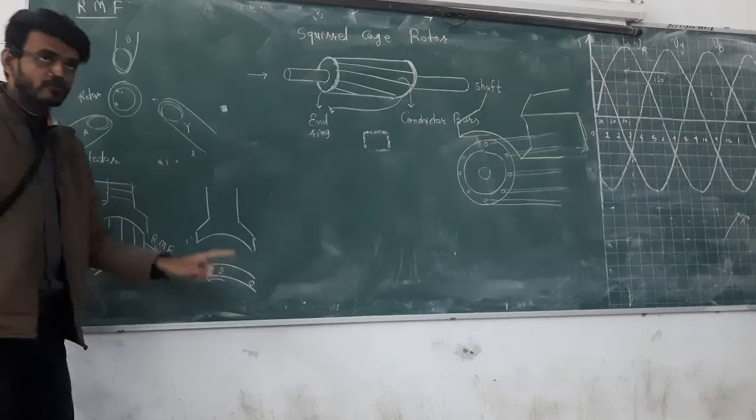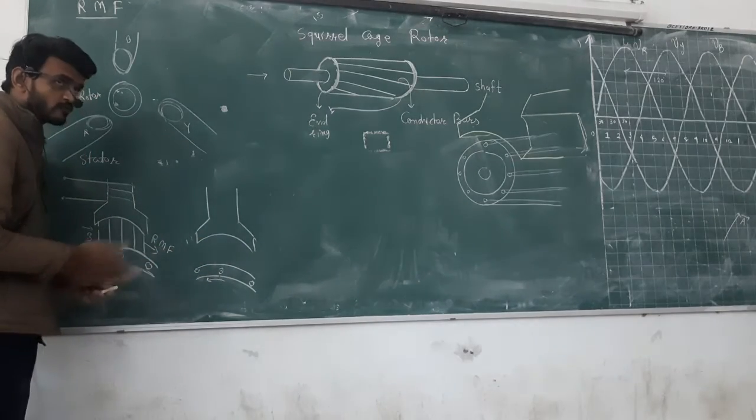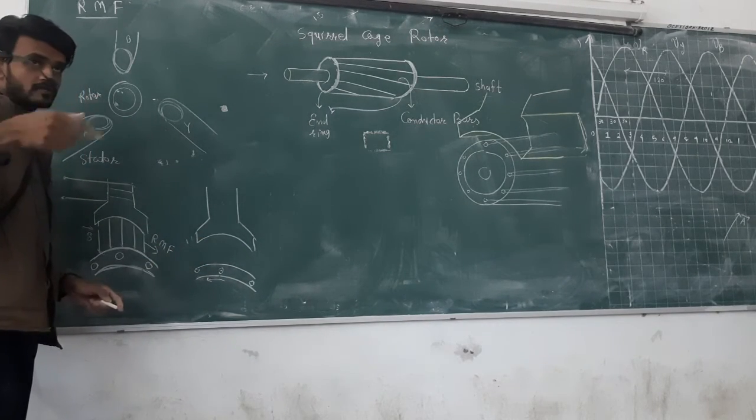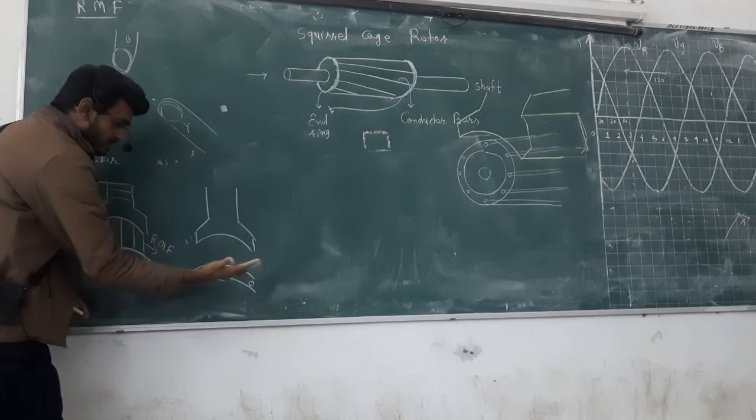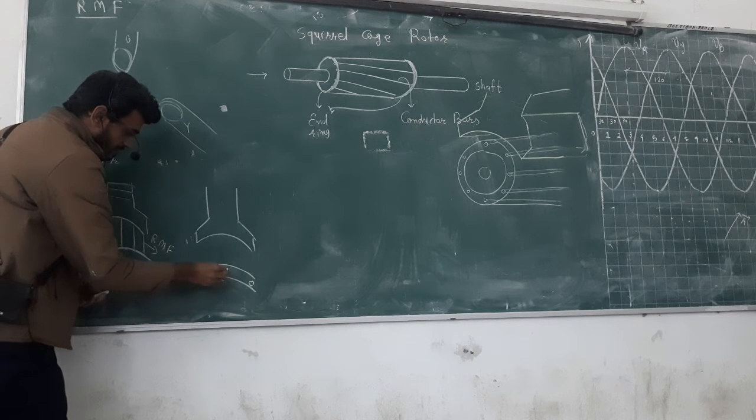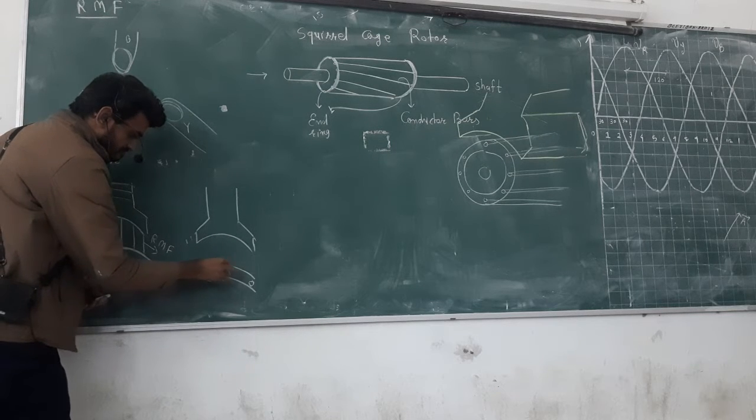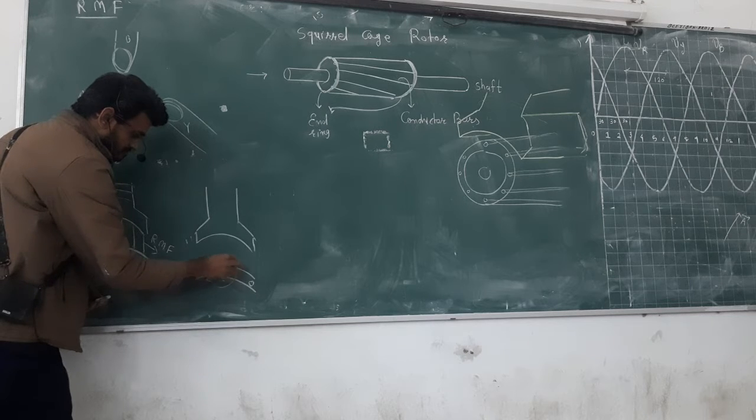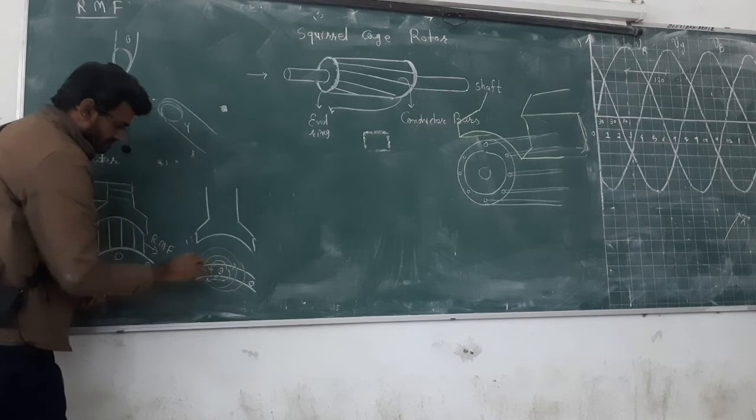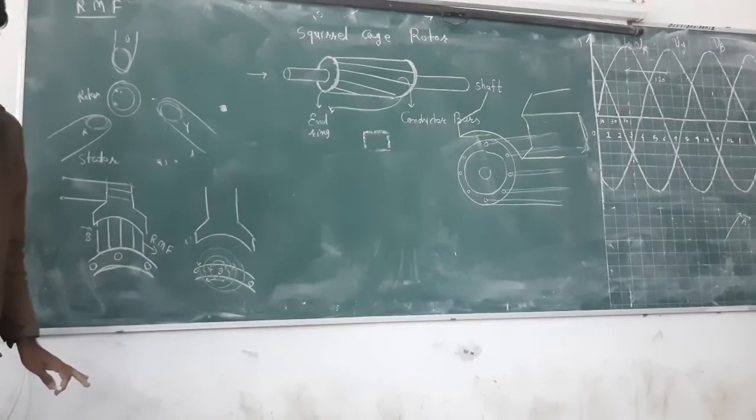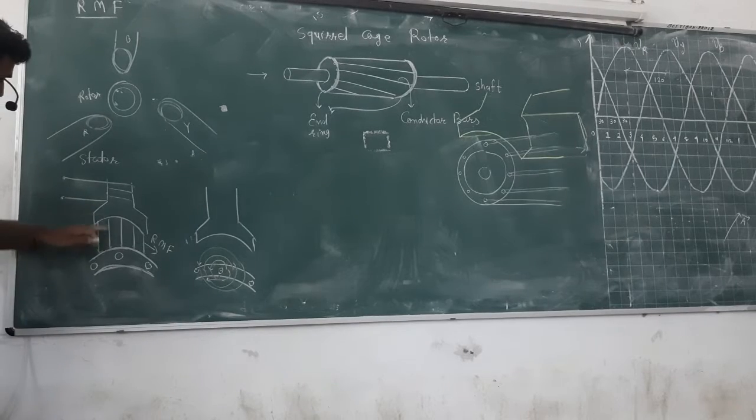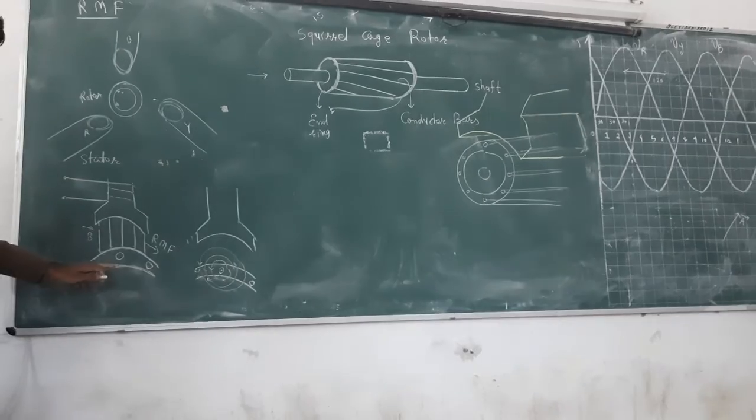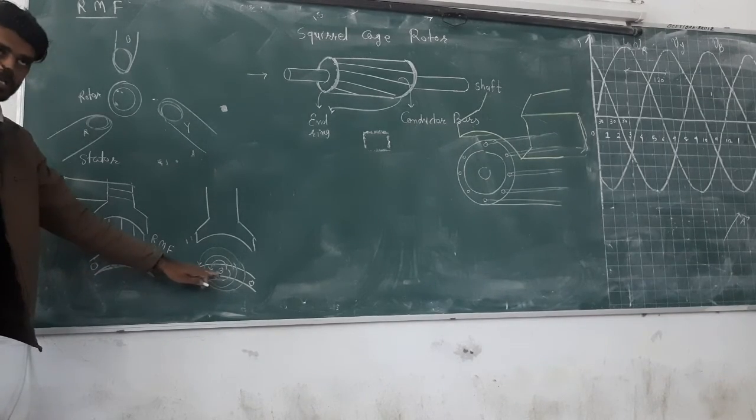If current is coming out from the blackboard, then I have to put the thumb rule to get the circulation of the magnetic field around the conductor. So this is the thumb, this is the curly finger, and this is the magnetic field. This is the magnetic field inside the conductor, because of this magnetic field rotating relative to this rotor bar. And that happens because of electromagnetic induction.